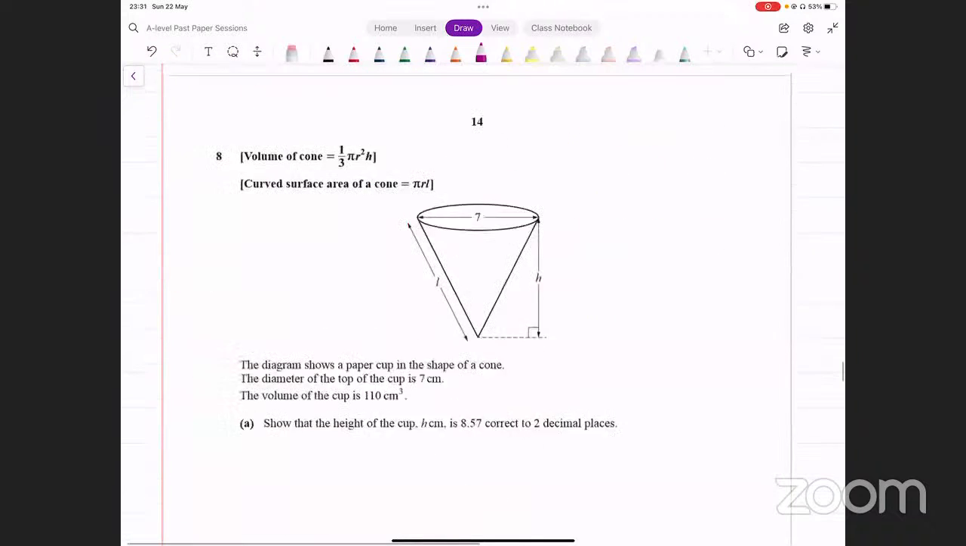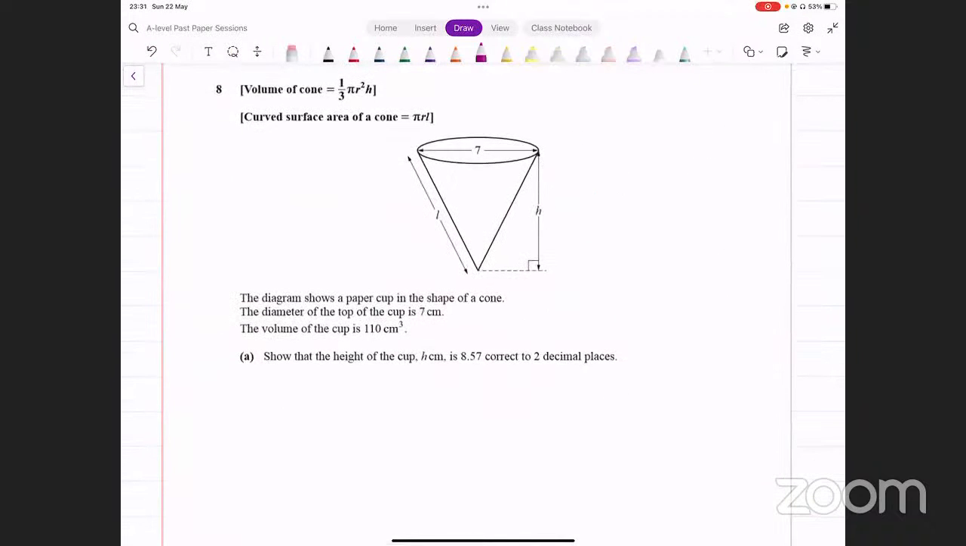Let's move on. Question number 8. So now this is mensuration. The curved surface area of a cone. अच्छा उसने बताया हुआ volume बताया हुआ, curved surface का formula दिया हुआ है. The diagram shows a paper cup in the shape of a cone. The diameter of the top of the cup is 7 centimeters. The diameter is given. Remember, it's not radius, it's the diameter. Radius इसका half होएगा, 3.5. You can write that here just to make sure you don't end up using 7 as radius.